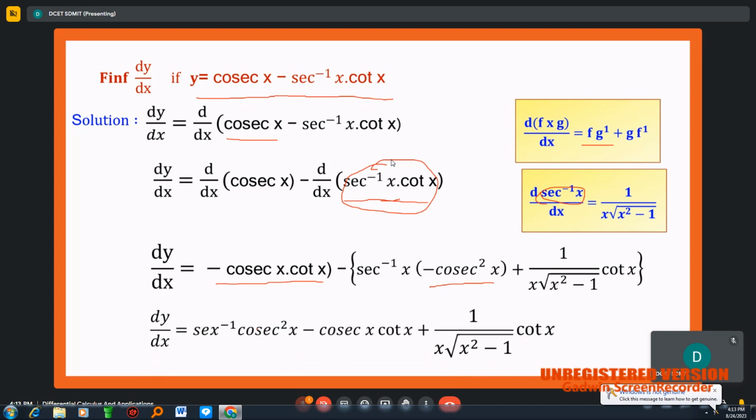Yes. Now dy by dx is equal to what? Secant inverse x cosecant square x, this one multiplied here. Okay. Minus into minus is plus. Next, minus cosecant x cot x plus 1 by x into square root of x square minus 1 into cot x is the required dy by dx, if y is equal to cosecant x minus secant inverse x into cot x. Okay.